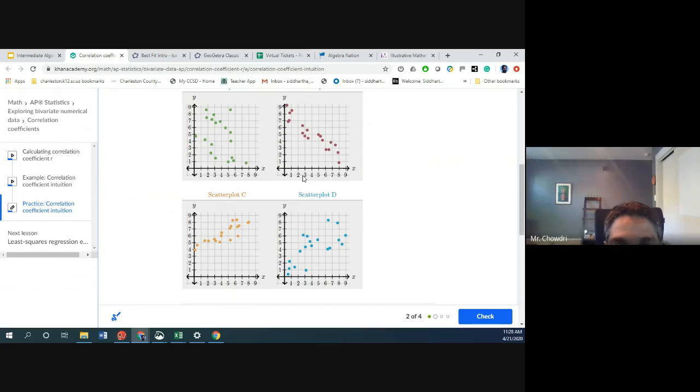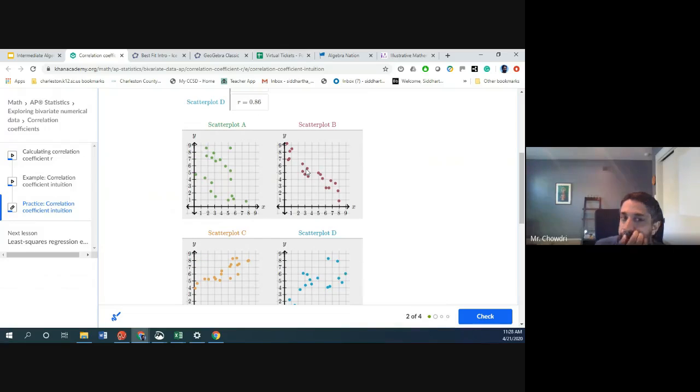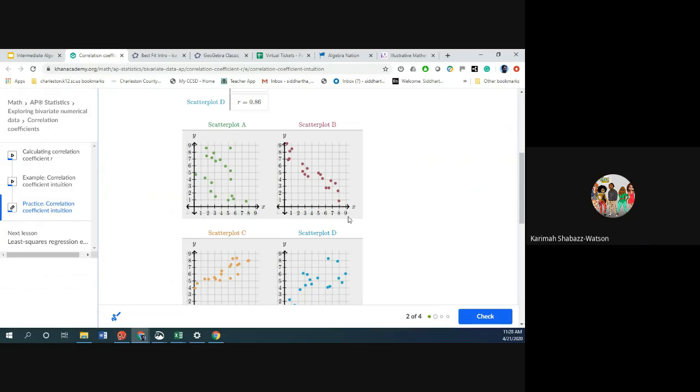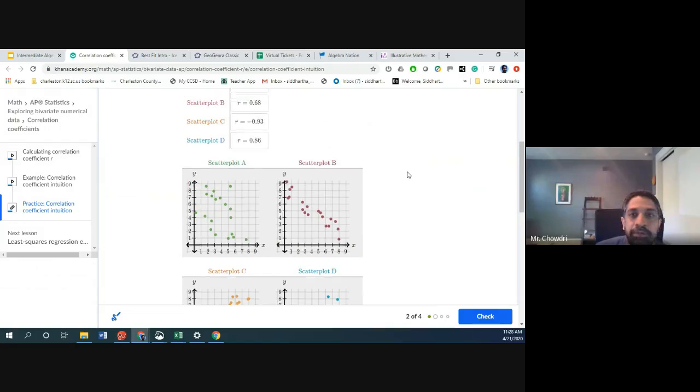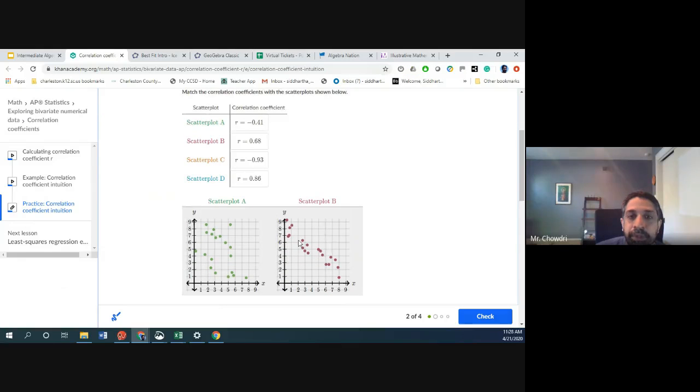Now, if I'm looking at all of these scatter plots, which other ones have a negative correlation? B. Yeah, B is also really negative. It's kind of like this. And you can see that A and B are both negative.